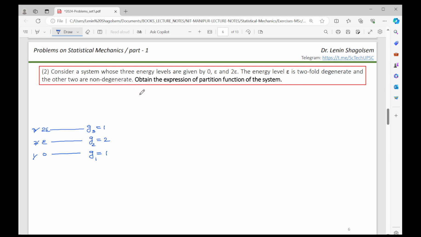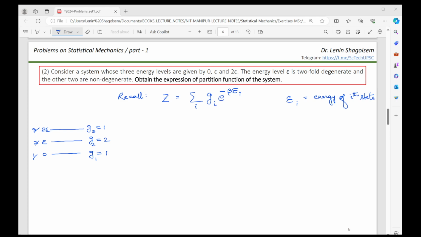Now recollect, we have to recall that the partition function was like this: Z equals the sum over i of g_i e to the minus beta E_i. Let me just use the subscript i to denote the state, and E_i is the energy of the ith state. So now we have the expression of the partition function. What we need to do is simply plug in the values.